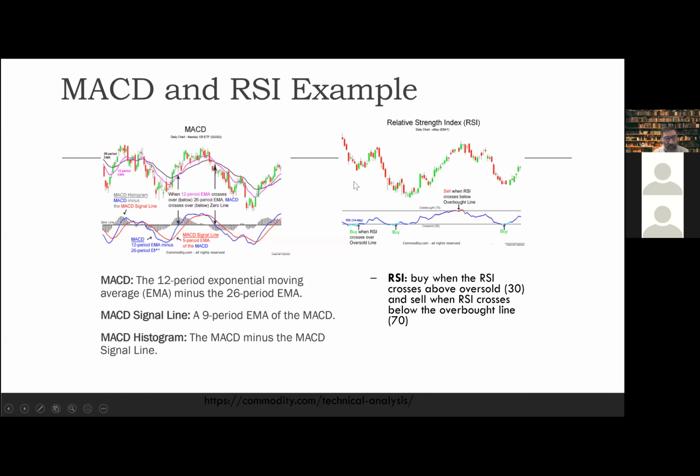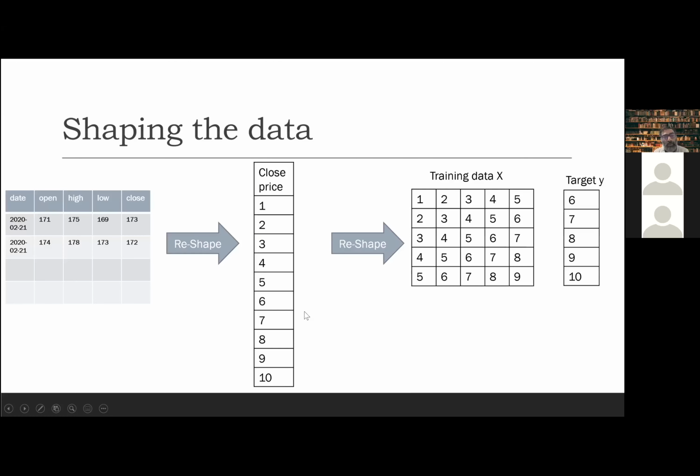So that's the idea. But the thing is, it's not that easy. If everybody could just look at these two indicators and do the trading, then everybody could be a millionaire, right? So it doesn't follow these rules all the time, but it does happen. So how are you going to do that analysis?